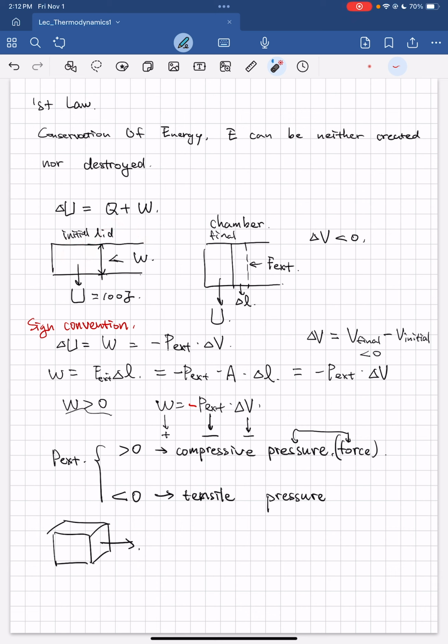So back to this first law, what this law is telling us is that the amount of work and heat done to the system is going to be exactly the same as the change of internal energy. Change of internal energy. Yeah. All right.